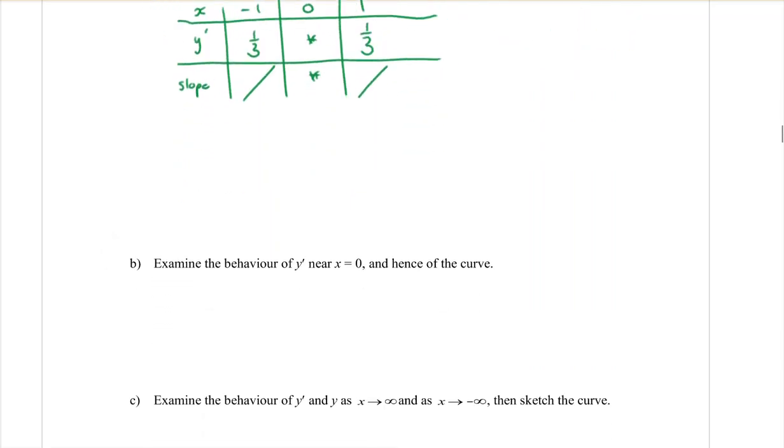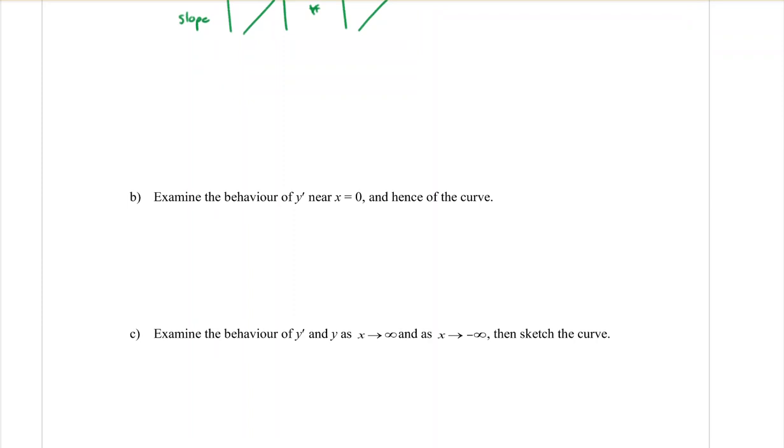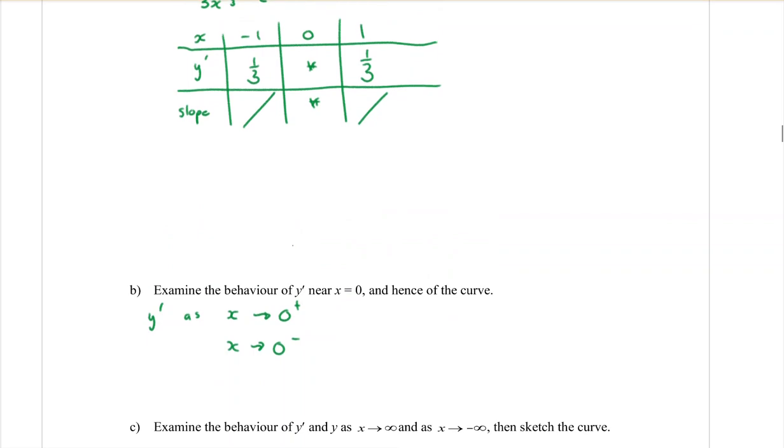Okay, so it says to examine the behaviour in part B. I've done my table of slopes, part B now. Examine the behaviour near y dash near the 0. So I'm going to be looking at the y dash. We're used to doing this into our y equation, but we have to do this with our gradient. So what is happening to y dash as x is approaching 0 on the plus side and as x is approaching 0 on the negative side?